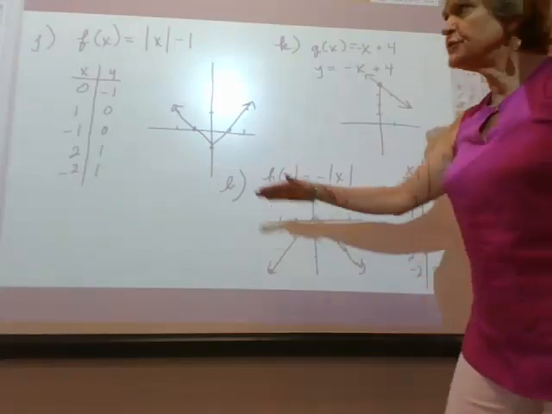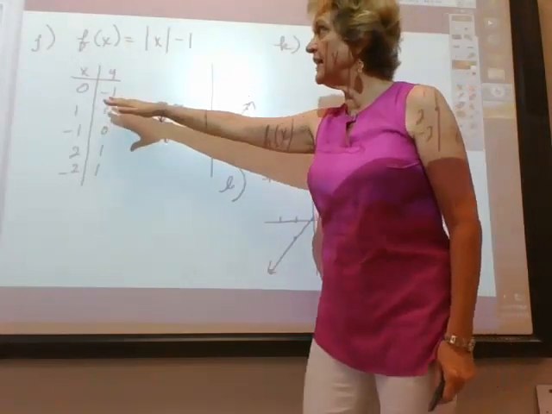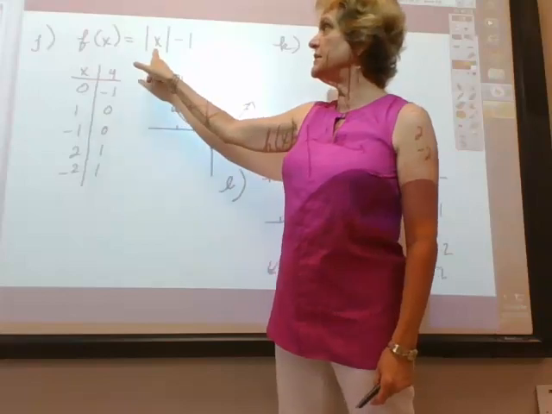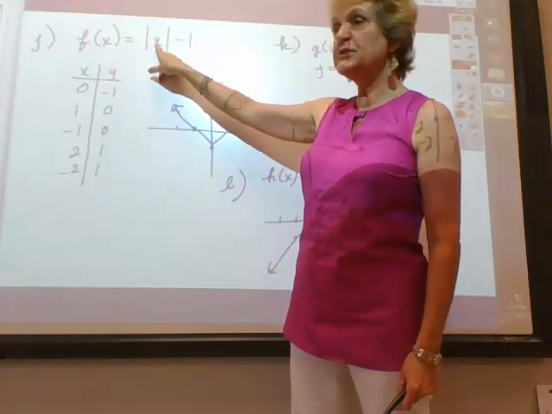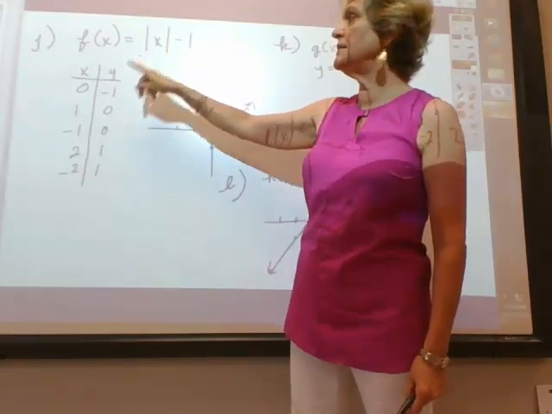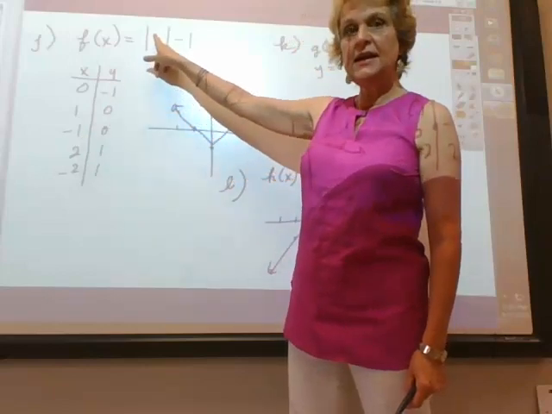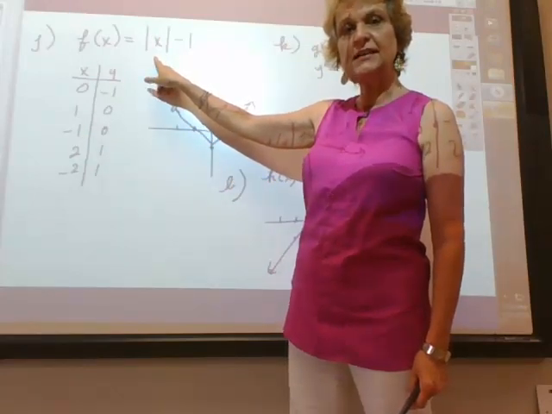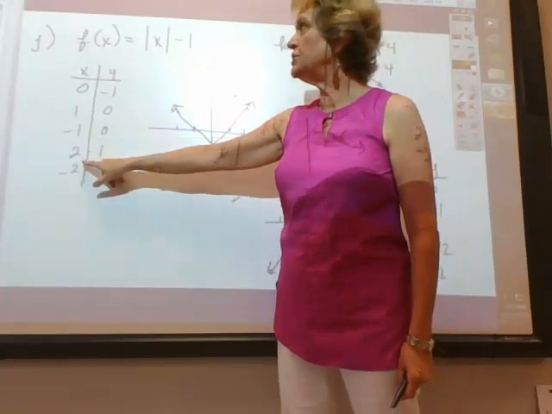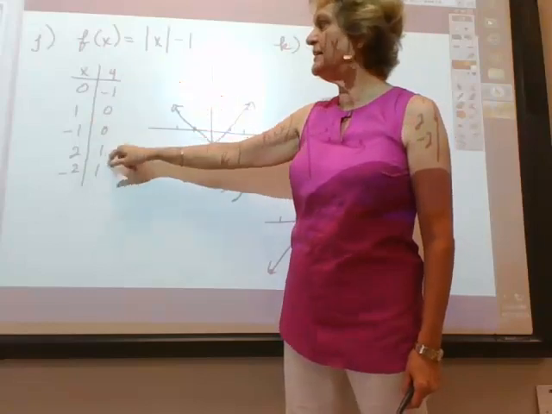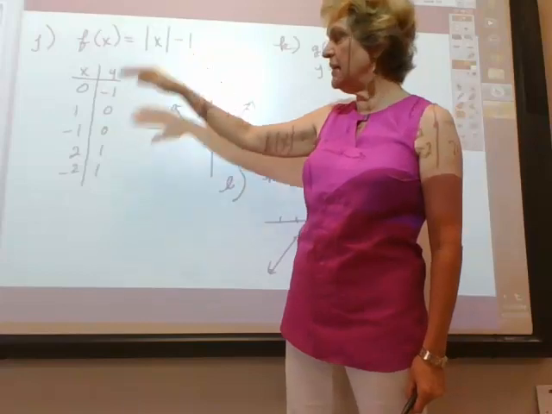Okay, so for J, the absolute value of x, take away 1. So I made a table. If I let x be 0, 0 minus 1, negative 1. If I let x be 1, the absolute value of 1 is 1, take away 1, 0. If I let x be negative 1, negative 1 under the absolute value sign comes out as 1, take away 1, 0. 2, 2 minus 1 is 1. Absolute value of negative 2, 2, take away 1, 1.